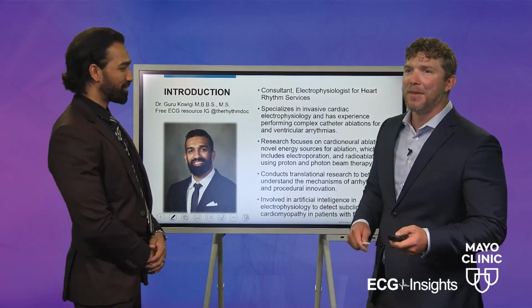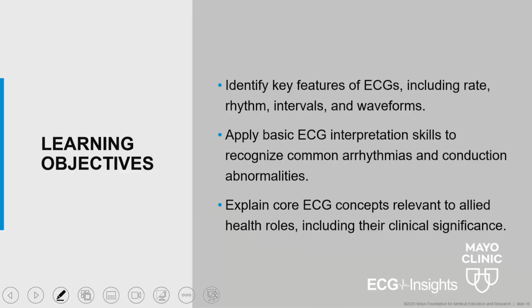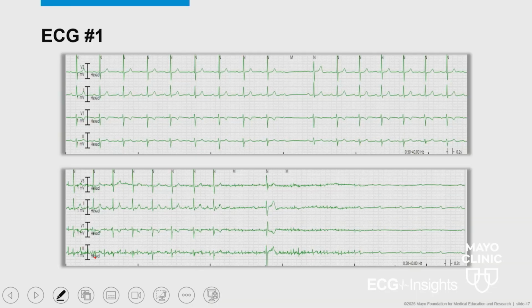So before we dive into a couple of our ECG case studies, once again, learning objectives have to do with key ECG features, including rate, rhythm, intervals, and waveforms, and then also applying your basic interpretation skills, sometimes getting into a little bit advanced for the more intermediate and advanced learners, and then also our conduction abnormalities and explaining how that's relevant to allied health staff and their clinical significance. So let's dive right in.